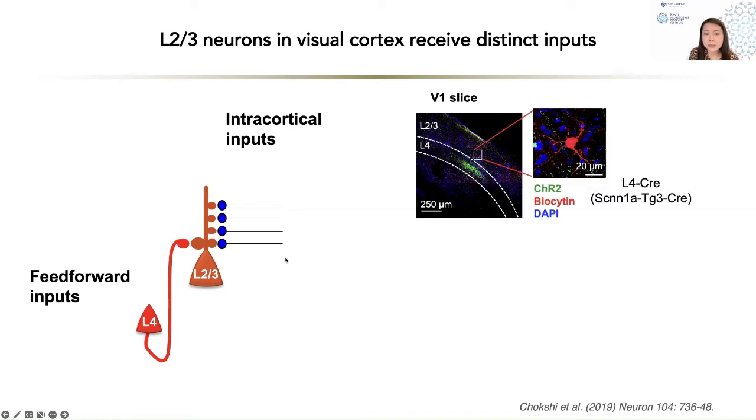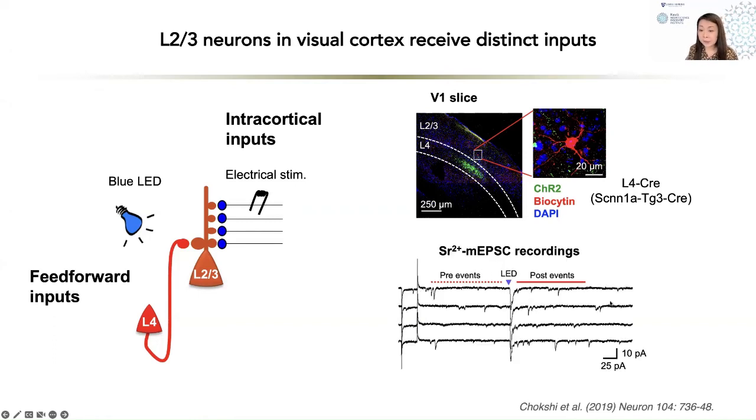So we decided to use optogenetics to activate layer 4 neurons, using the layer 4 Cre to drive channelrhodopsin. And then we place an electrical stimulation laterally to activate these intracortical inputs as a bulk. And then again, we're using the light-evoked desynchronized minis to measure the synaptic strength coming from either of these inputs.